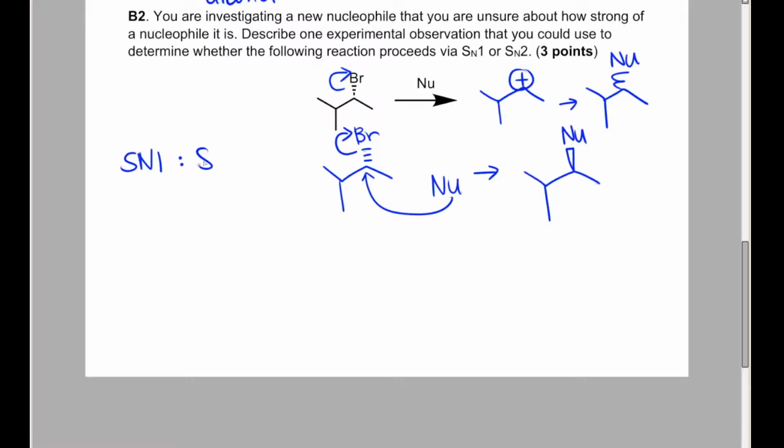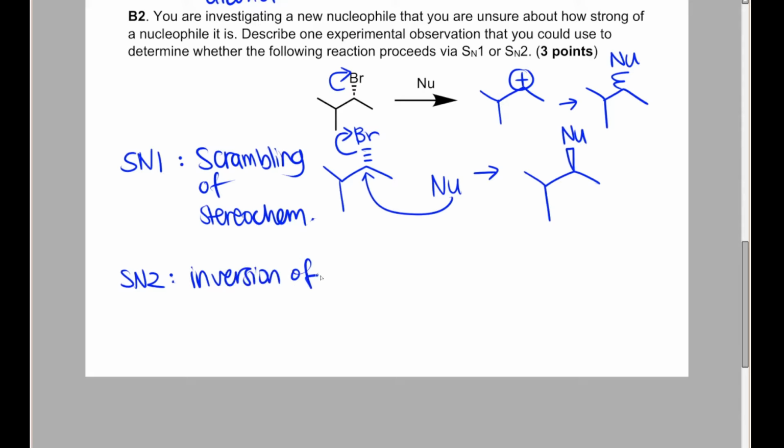So for SN1, we get scrambling of stereochemistry. And for SN2, as I've shown, we will not get scrambling, we will get inversion of stereochemistry. And the way we would test this in the lab is just test for the optical rotation, because stereoisomers have different optical rotation. I'm pretty sure it's like the same magnitude, but it's opposite directions. So that's how we can determine if it's scrambled or inverted.